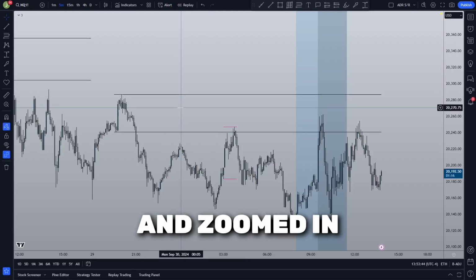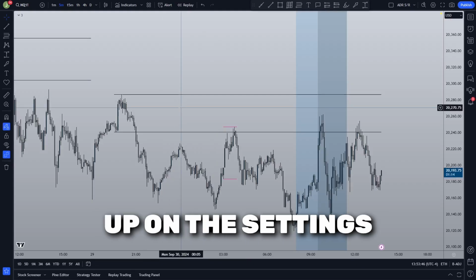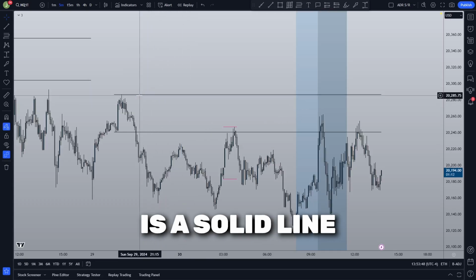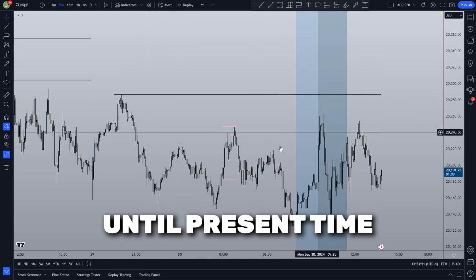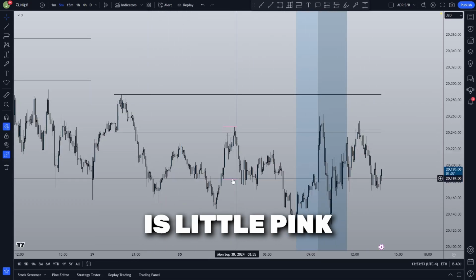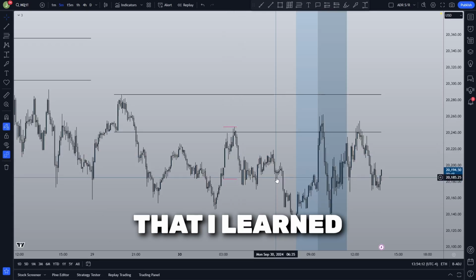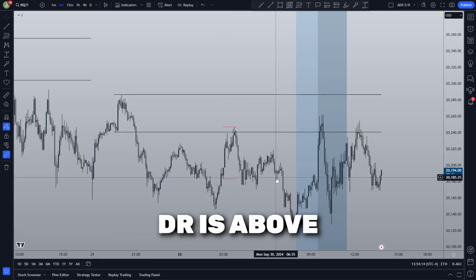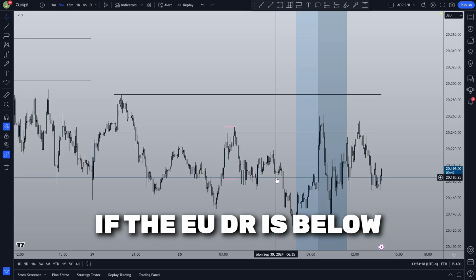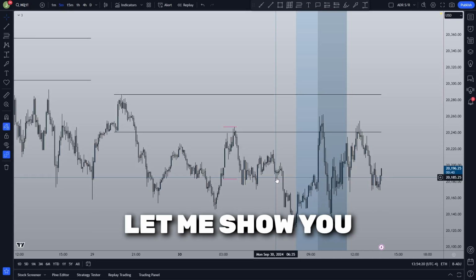Down here on the chart and zoomed in a little bit, you can see exactly what we set up in the settings. The Asian DR is a solid line that extends all the way till present time, and the EU DR is little pink lines that just show the session itself. From a bias perspective, I like to follow a rule that I learned from Alex, and that is if the EU DR is above the Asian DR, I'm bullish, and likewise, if the EU DR is below the Asian DR, I'm bearish. Let me show you some examples.